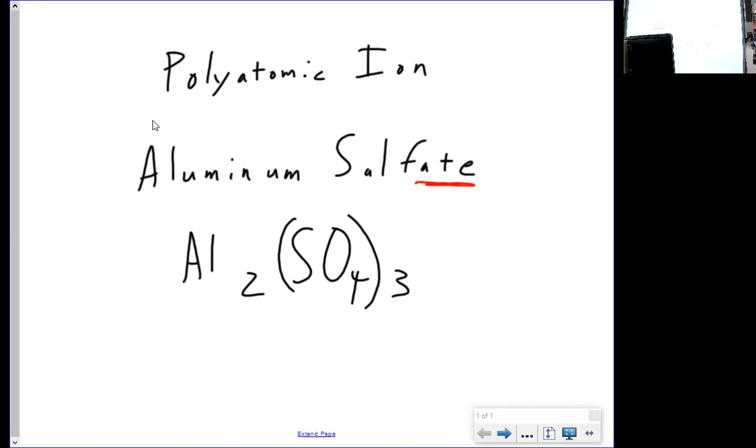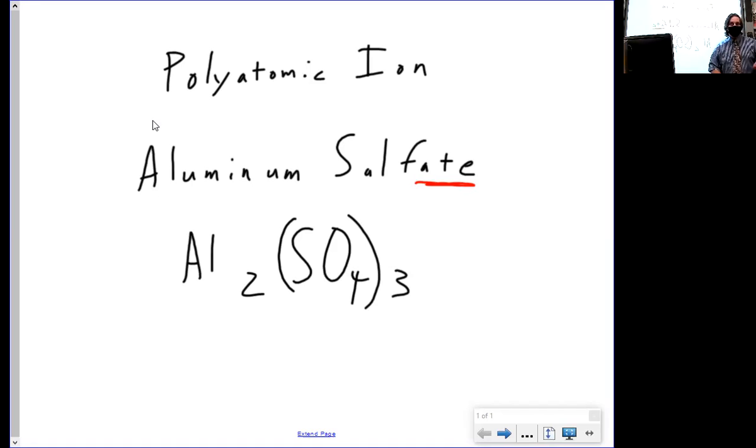Okay. Aluminum sulfate. Well, why is that 4 there then? That 4 is there because that 4 is a part of sulfate. Sulfate's on a yellow sheet right there in front of you. Sulfate is SO4. Sulfite is SO3. You cannot get rid of this 4. You cannot reduce this 4. You cannot change this 4 in any way because sulfate is SO4. Okay. Now I get it.